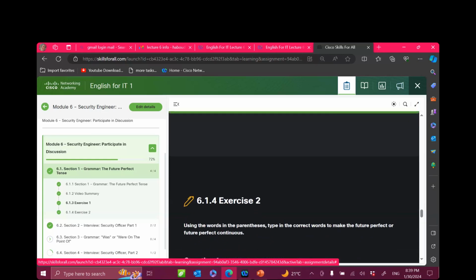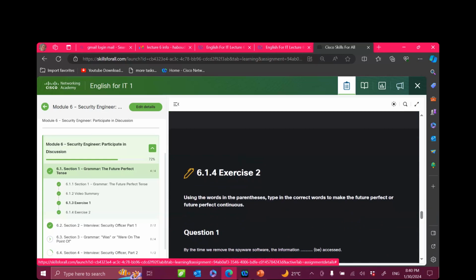Exercise 2. Using the words in the patterns, type in the correct words to make the future perfect or future perfect continuous. So this time we're going to type or write the correct tense. Okay, question number 1. By the time we remove the spyware software, the information, and I have the verb be, accessed.